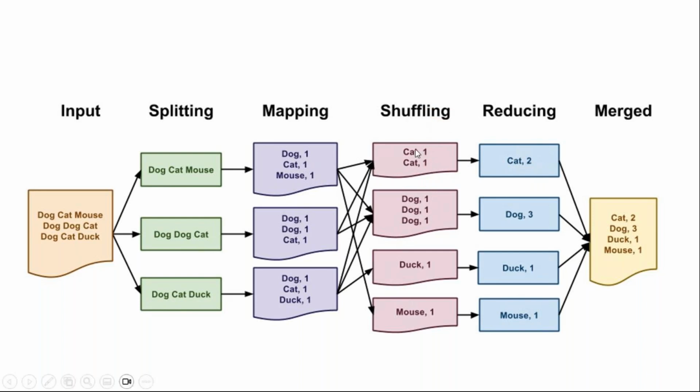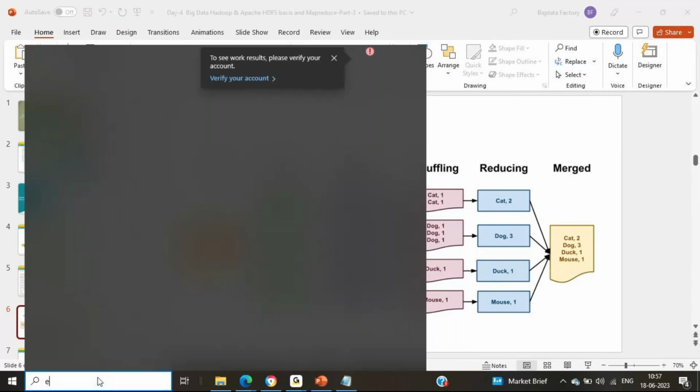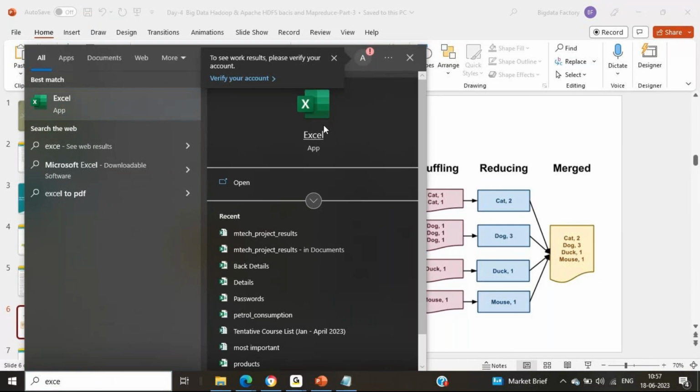So after shuffling, like the movement of the records, and sorting, like we are alphabetically sorting this particular data, shuffling and sorting will happen. Then it is given to the partitioner, and the partitioner is going to decide which key is moving to which reducer. The number of partitioners will be equal to the number of reducers. Let me open an Excel and try to give you the insight.